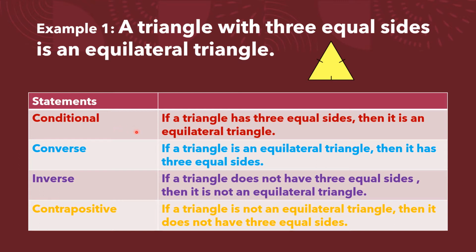Now, out of this conditional, we can write the converse. If Q, then P. So if a triangle is an equilateral, then it has 3 equal sides. And for the inverse, we negate the hypothesis and the conclusion. If not P, then not Q. So if a triangle does not have 3 equal sides, then it is not an equilateral triangle. And for contrapositive, if not Q, then not P. If a triangle is not an equilateral triangle, then it does not have 3 equal sides. I hope you will be able to remember that because it will be very helpful as we go to our next lesson.